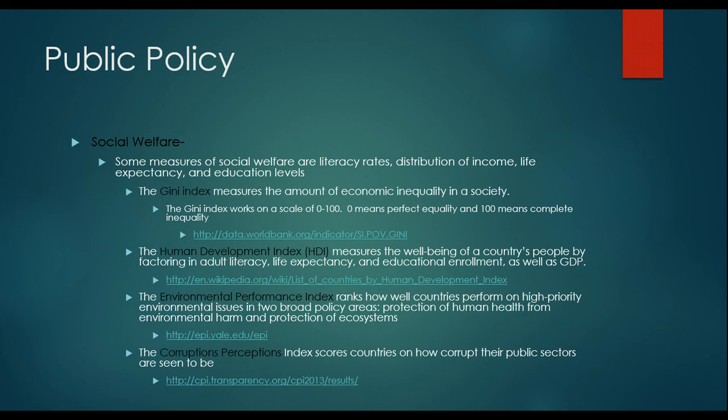Then there's the Environmental Performance Index. This ranks how well countries perform on high-priority environmental issues in two broad policy areas: protection of human health from environmental harm and protection of ecosystems. Once again, there's a link that you can follow to look at different countries throughout the world and see what their EPI is.